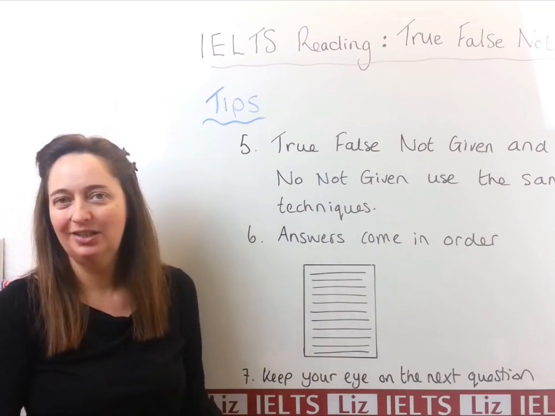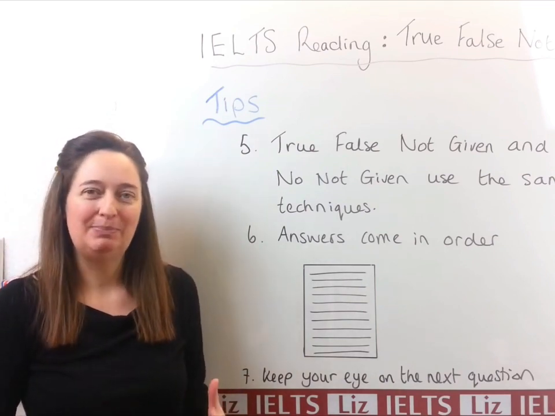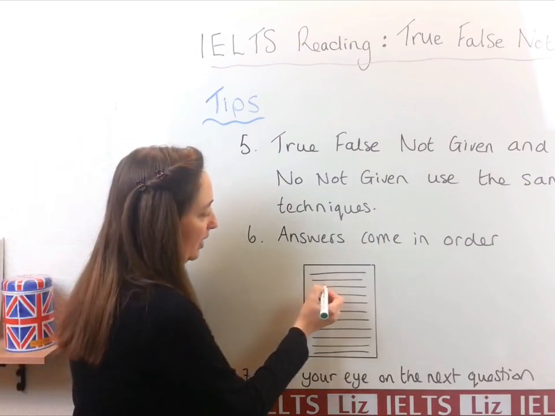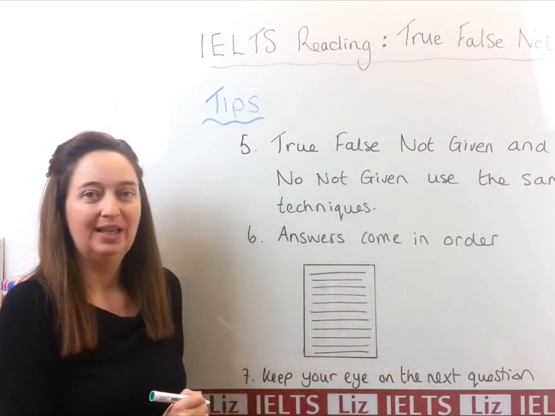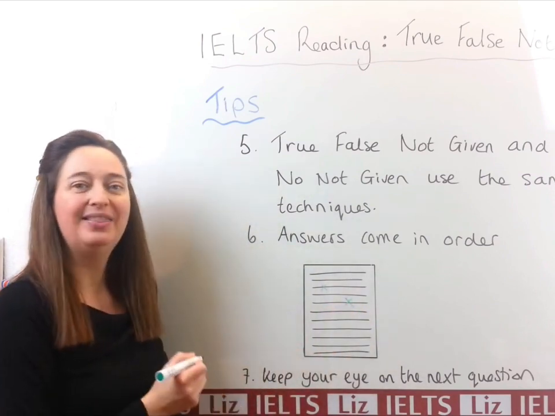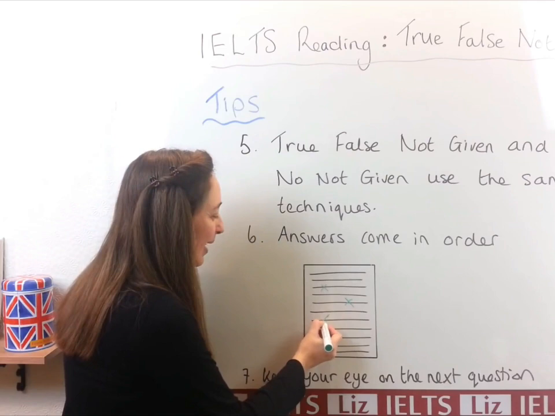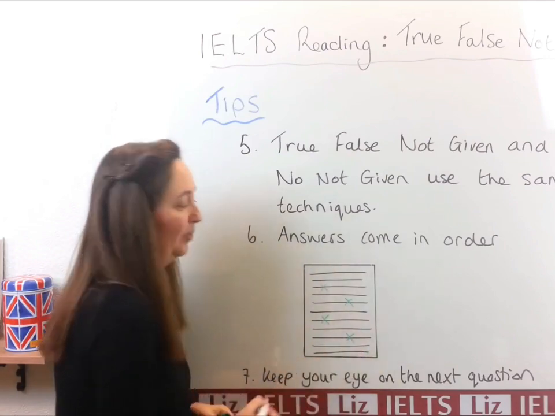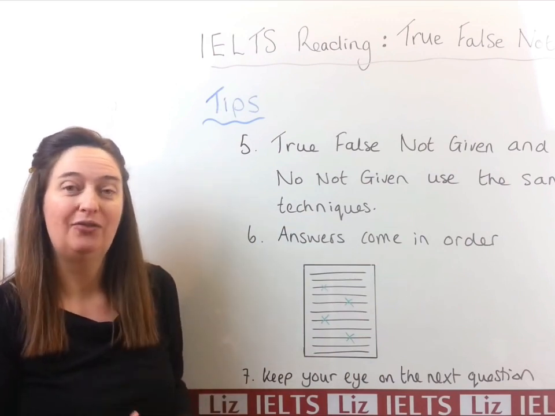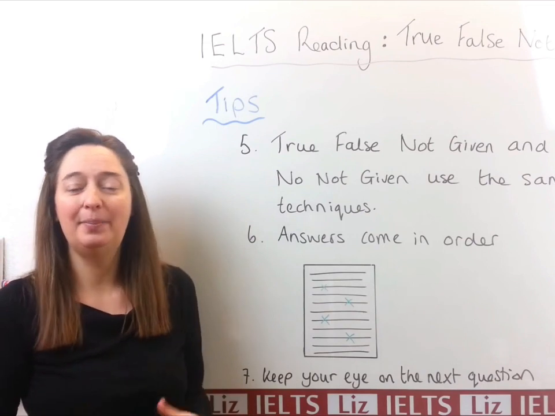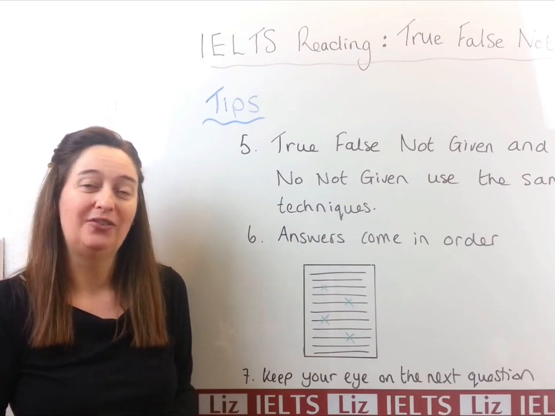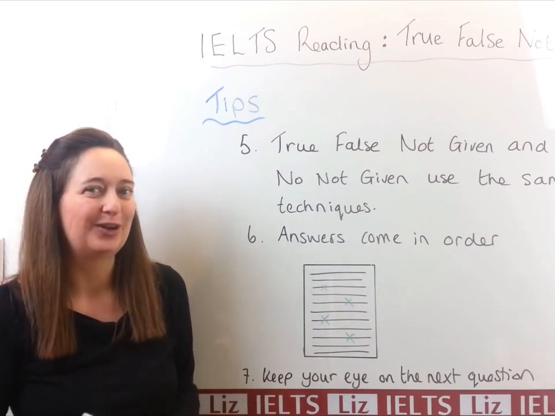Number 6, the answers come in order. This is such an important tip. What does it mean? Well, it means that the answer to question number 1 will come here, for example, and the answer to question number 2 will follow that. It's in order. And the answer to question number 3 will come after that, and question 4 will come after that. So each question follows the order of information in the passage. That means that you should always start with question number 1.